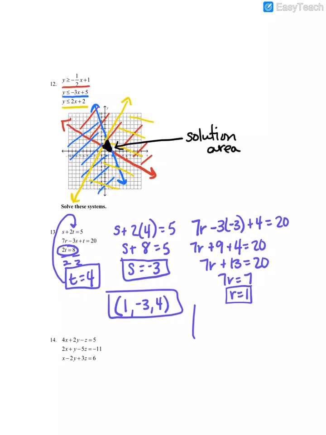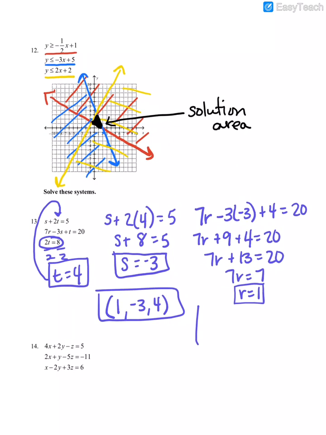Okay, 14. Hopefully I don't run out of room here. So, game plan. You kind of have to come up with what you want to get rid of. So my suggestion is let's go ahead and get rid of the y's. And the only reason I say that is because then we'd only have to multiply by 2. So if we get rid of the y's, I'm going to multiply this middle one here by negative 2.